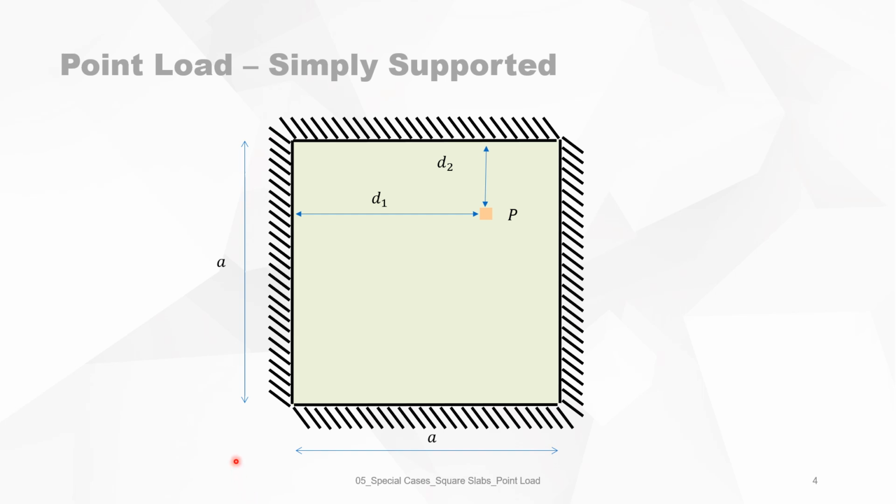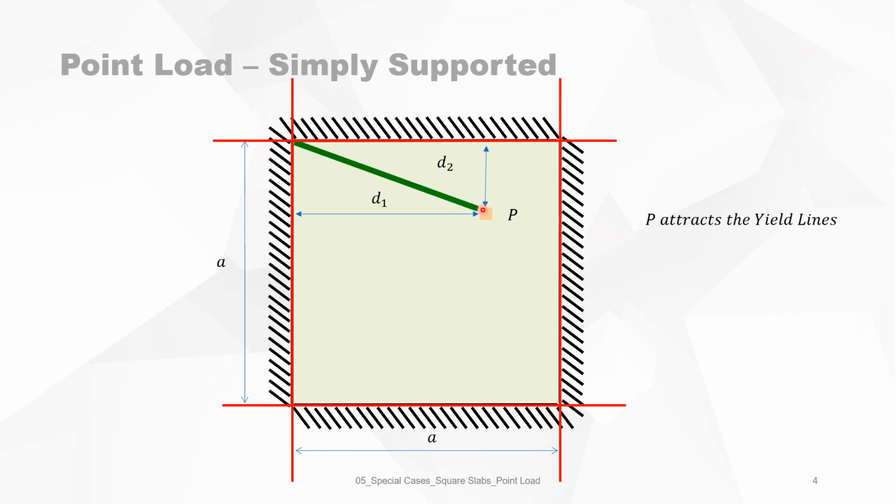We will first determine the axes of rotation, which are, of course, at the supports. We have 4 axes of rotation, and 4 intersections of those axes. So the yield lines start at the corners, but because it is a point load, we use the rule of attracting yield lines. The point load attracts the yield lines, and we have 4 yield lines like this.